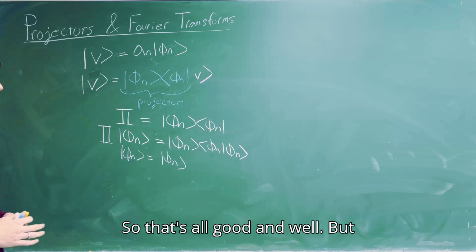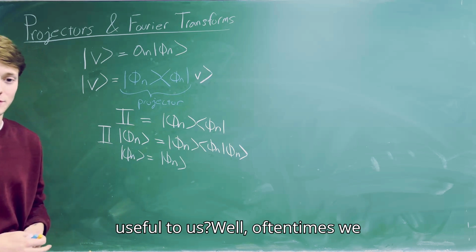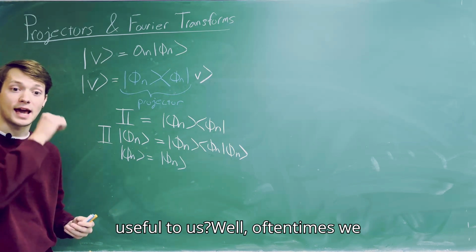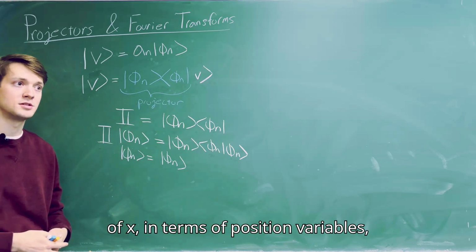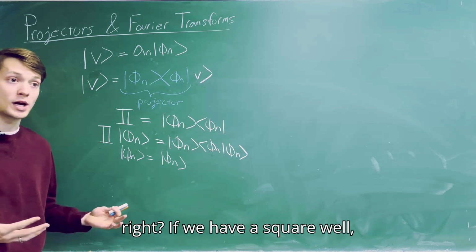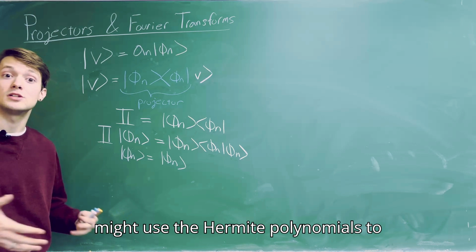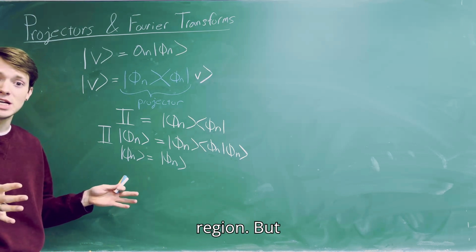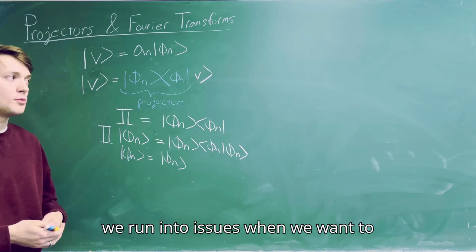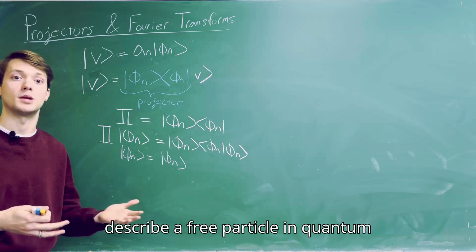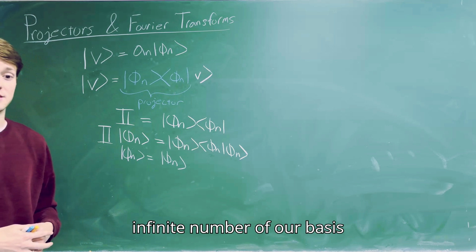So that's all good and well. But why would we use this? When is it useful to us? Well, oftentimes we have a state that's described in terms of x, in terms of position variables, right? If we have a square well, if we have a harmonic oscillator, we might use the Hermite polynomials to describe the wave function in some region. But we run into issues when we want to describe a free particle in quantum mechanics, because we end up needing an infinite number of our basis states.